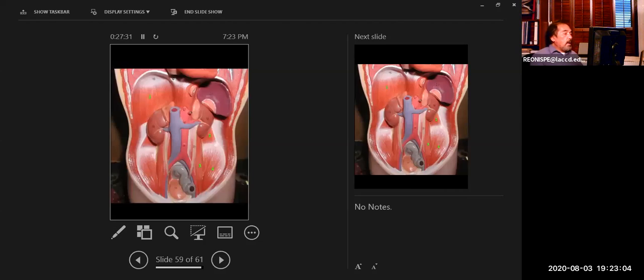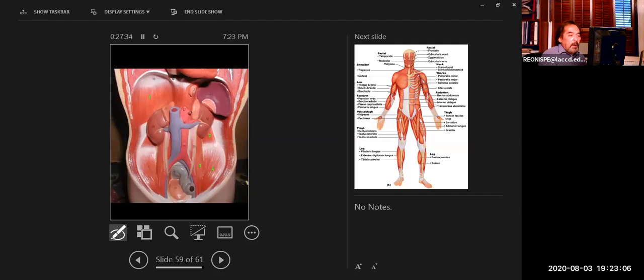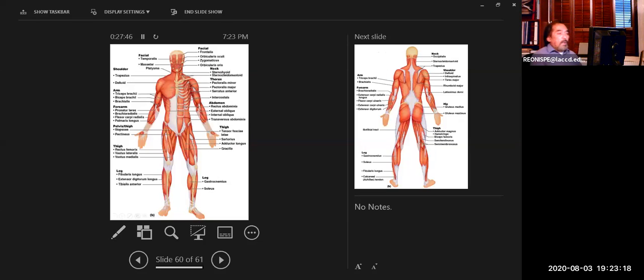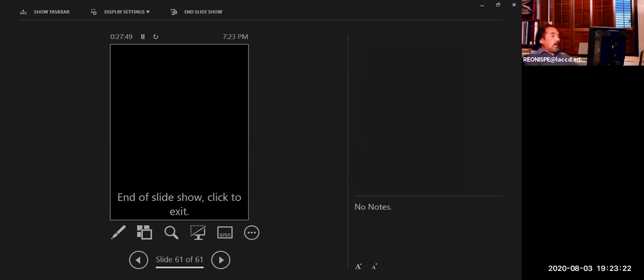Okay, and then iliacus is the muscle located here at the pelvic cavity. This is going to be the psoas major. And these are the muscles that we went through. Okay, so let's try to actually review another one also.